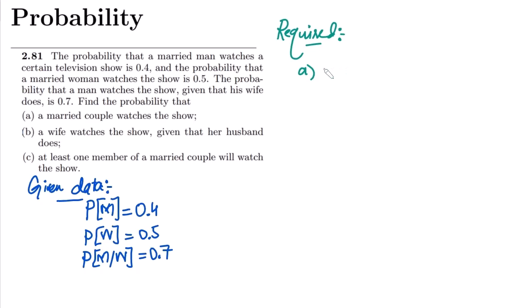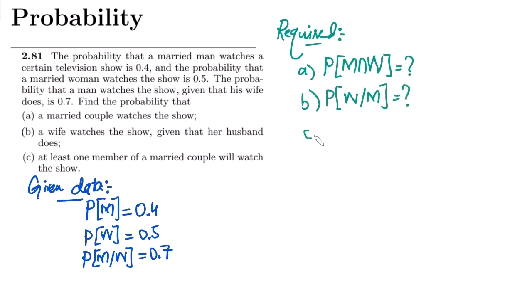It means that I want to find out the probability that man and woman both watch the show. I want to find it out. In B, a wife watches the show given that her husband does. So, the probability of a woman watching the show given that her husband also watches it.